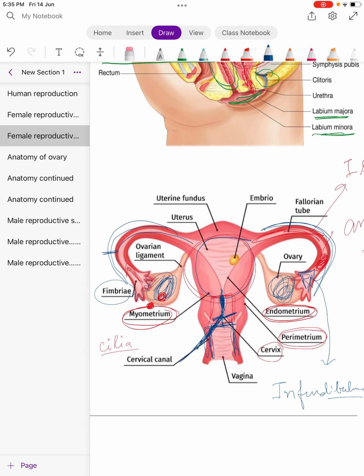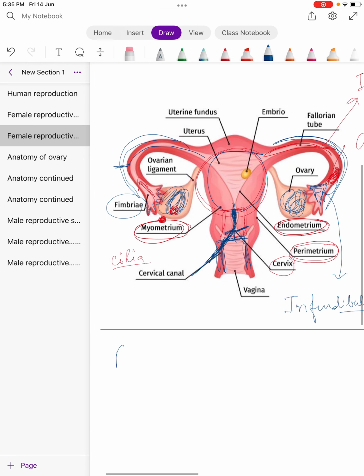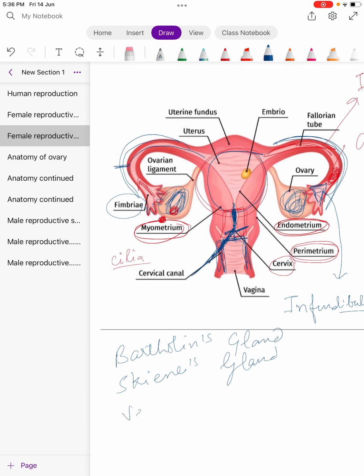Then next is the accessory glands. तो कुछ ग्लैंड्स और भी हैं जो इसके साथ एसोसिएटेड हैं, जिनको हम सेकेंडरी सेक्स ऑर्गन बोल सकते हैं. So these are the few glands which are Bartholin's gland. Then is the Skene's gland. And other is the vestibular glands.